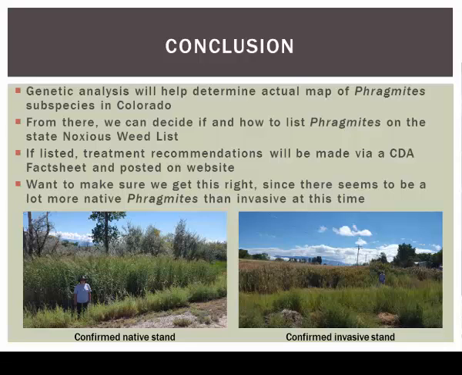Okay, so after we get our subset, our samples taken from each population, we'll have everybody send it to CDA, and we'll work with either CSU or Utah State University to come up with this genetic analysis that will hopefully determine a map of Phragmites around the entire state of Colorado, and from there, we'll be able to figure out whether or not we should actually list it formally.